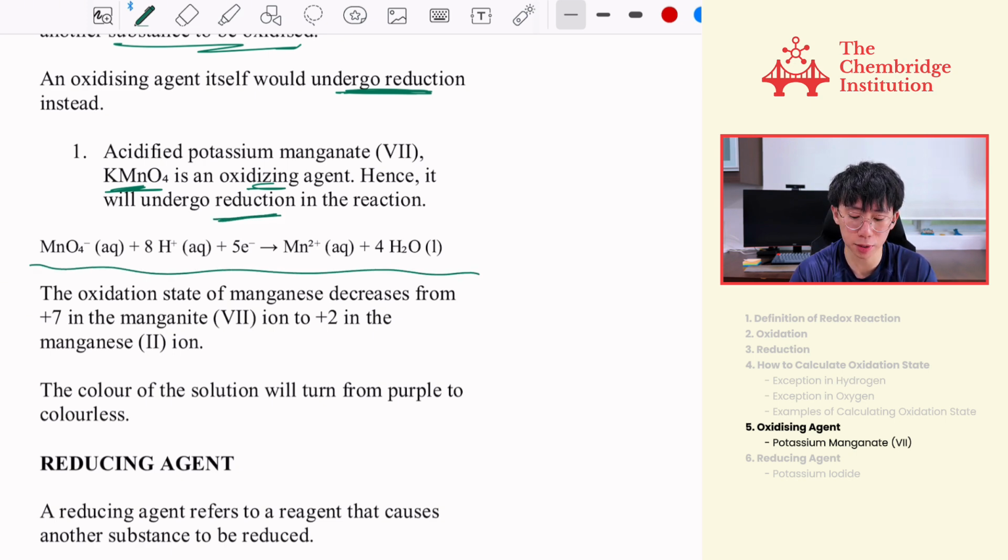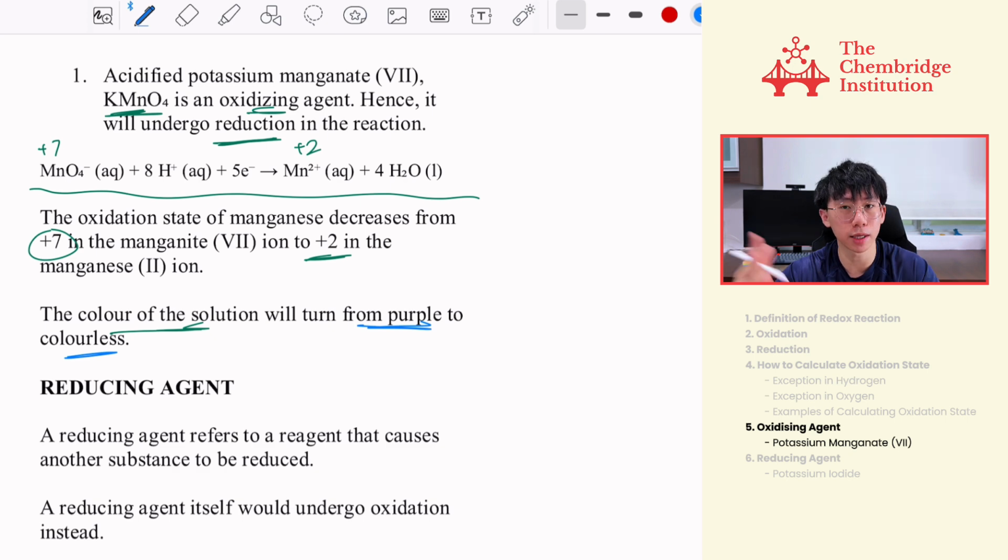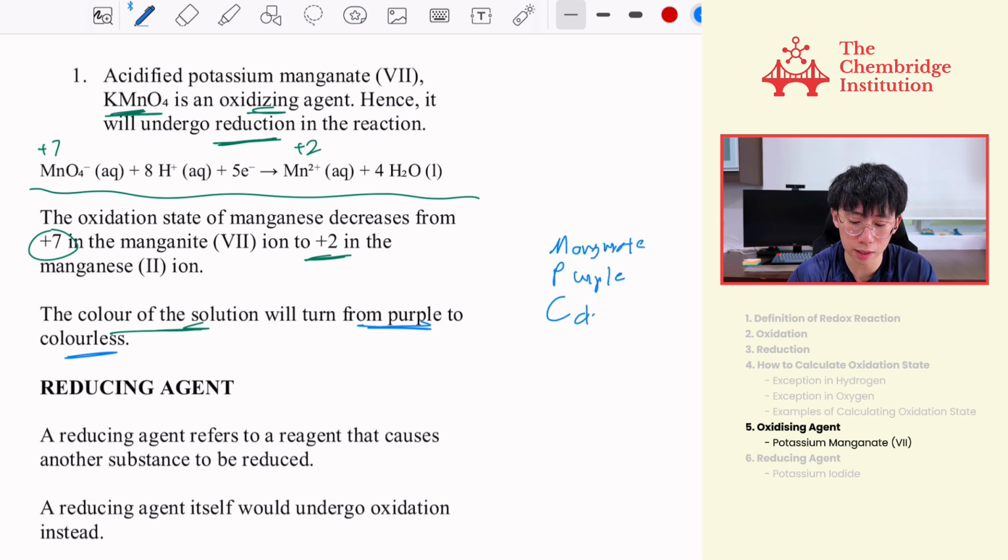And this is actually the reaction that happens over here. You'll realize that the oxidation state of manganese decreases from +7, as we calculated just now, to a +2. So it itself got reduced. And the color of the solution will turn from purple to colorless. This is an important observation. How do I memorize this observation? You can memorize it as MPC, which is manganate, purple to colorless. You can also memorize the acronym MPC as my pet cat. So just remember about your cat, and then you can determine the color change as well.